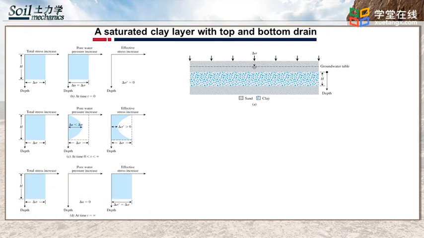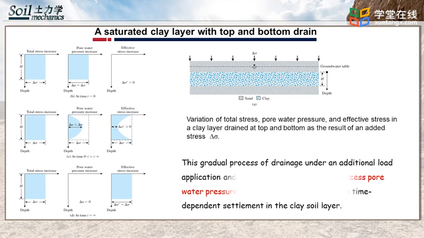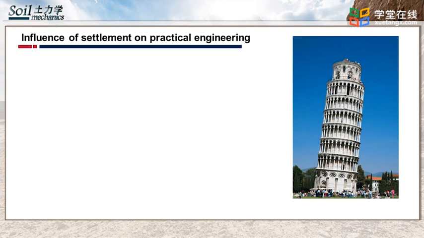Theoretically, at time t equals infinity, the entire excess pore water pressure will dissipate by drainage from all points of the clay. Then the total stress increase would be carried by the soil structure. This gradual process of drainage under additional load application and the associated transfer of excess pore water pressure to effective stress cause the time-dependent settlement in the clay soil layer. It's not uncommon for settlements as large as several feet to occur as a result of compression of soft layers.